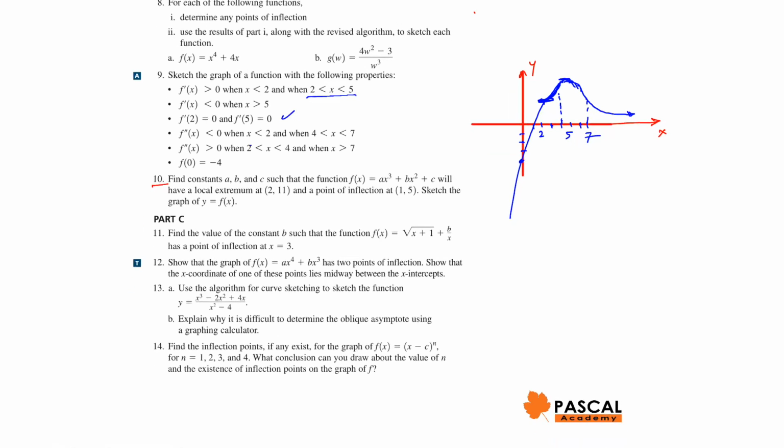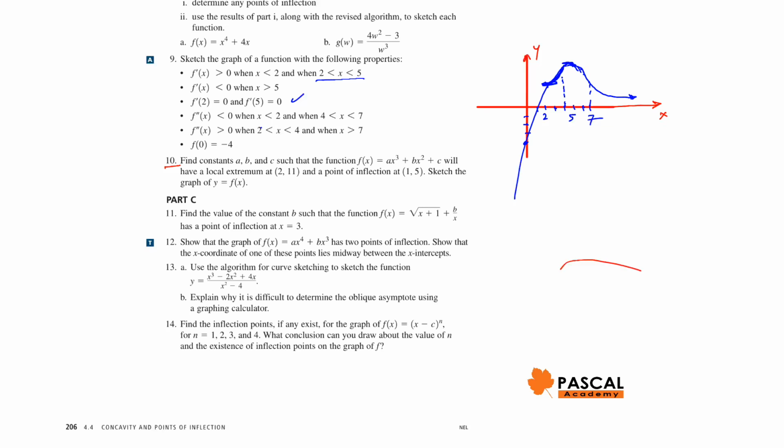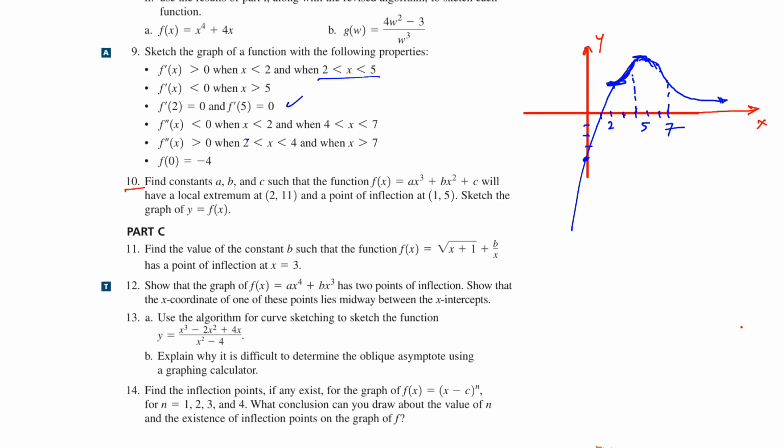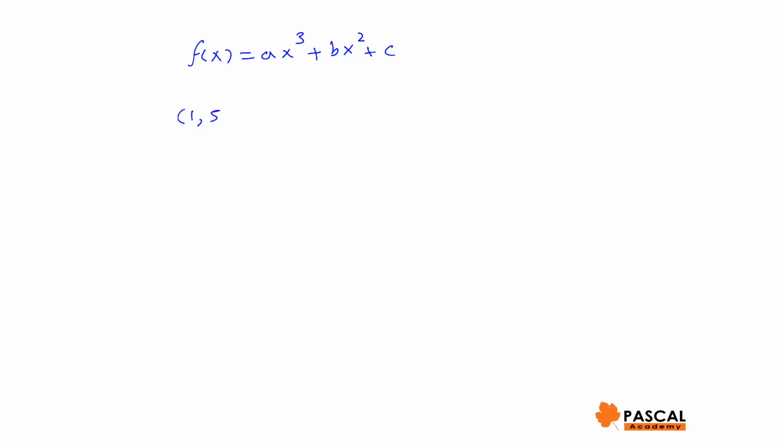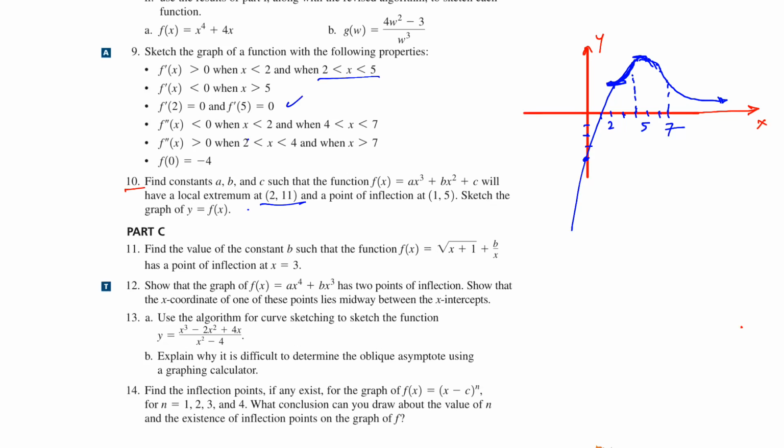Next question is question number 10. Find constants a, b, c, and d such that the function f of x equals ax cubed plus bx squared plus c has a local extremum at (2, 11) and a point of inflection at (1, 5). (1, 5) is the point of inflection. And we have a local extremum at (2, 11).